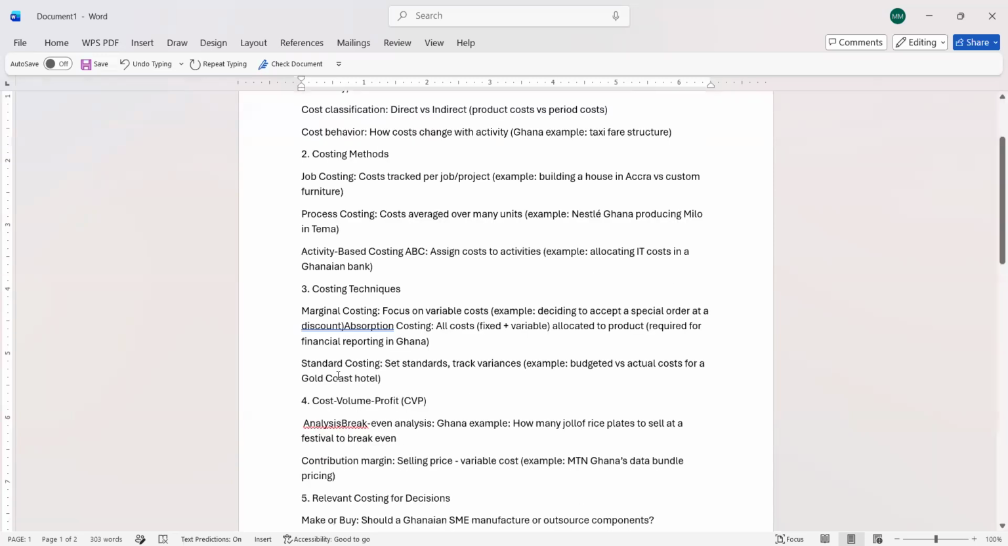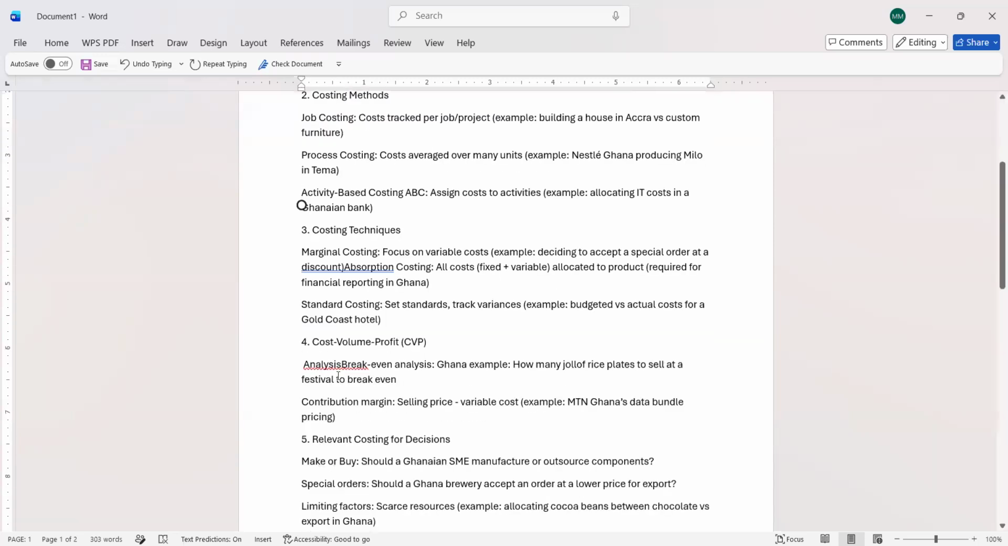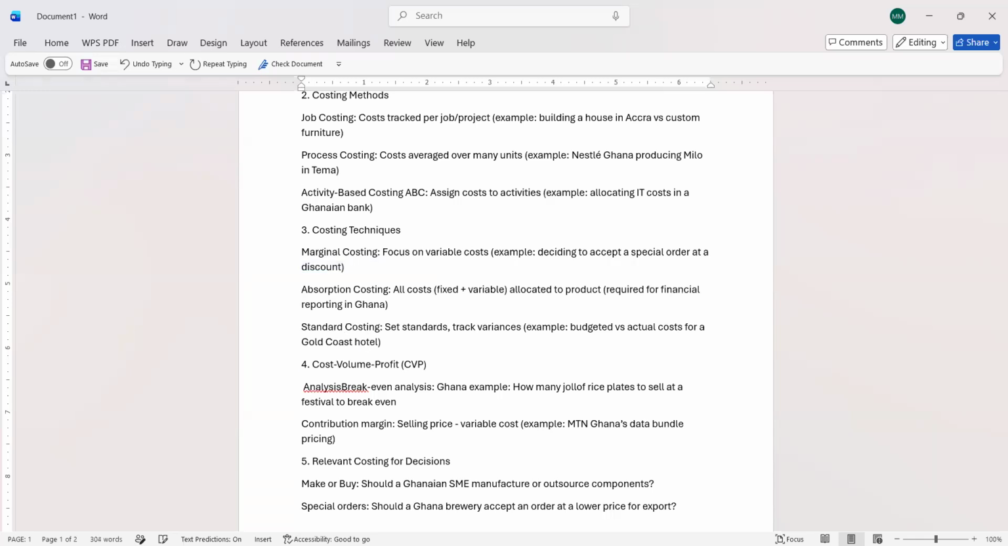Then we move on to costing techniques. We have marginal costing techniques, which we learn. We have what we call absorption costing techniques. We also learn them.